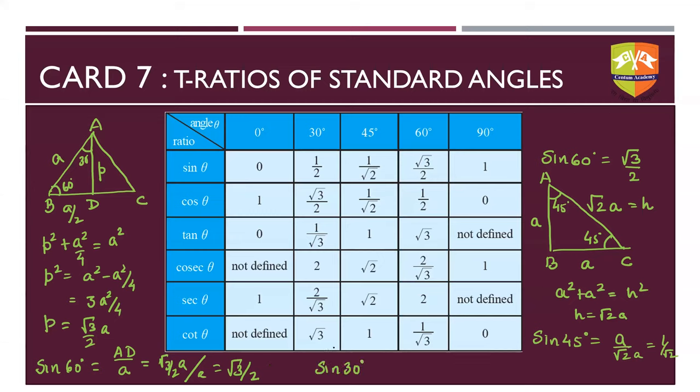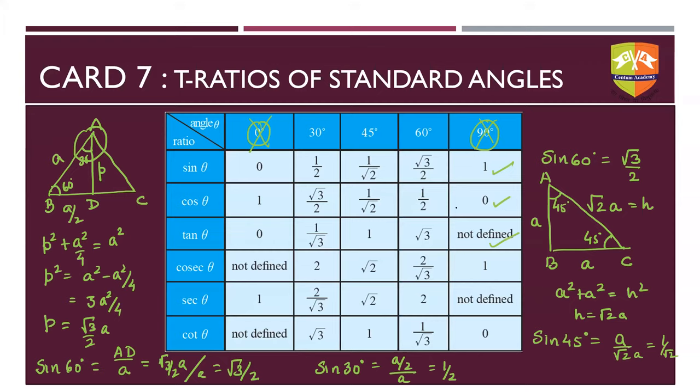So sine 30, where is the 30 degree? Here is 30 degrees. Sine 30 is opposite, that is BD, which is A by 2, divided by the hypotenuse, which is A, hence it is half. Unfortunately, they are saying they are not going to ask you about 0 degree, but you must know sine 90 is 1, cos 90 is 0, tan 90 is not defined, and the rest you can work out anyway.